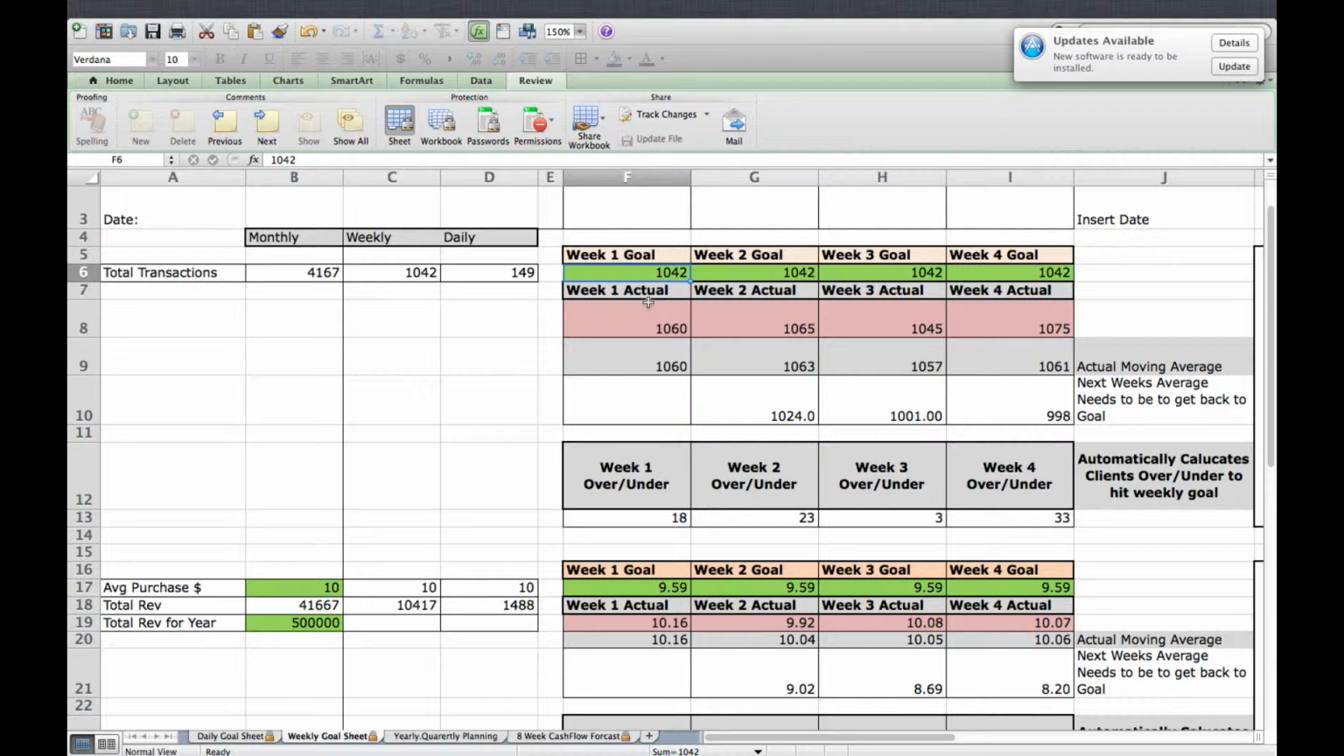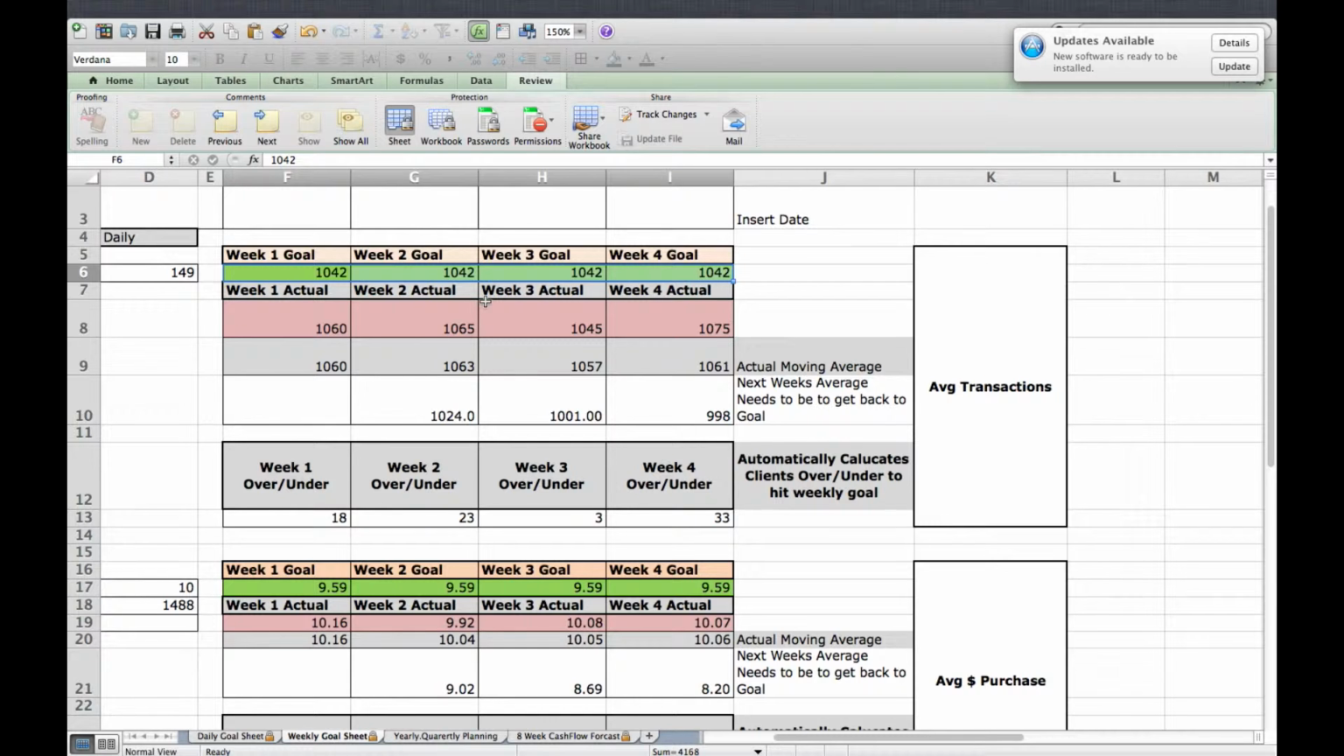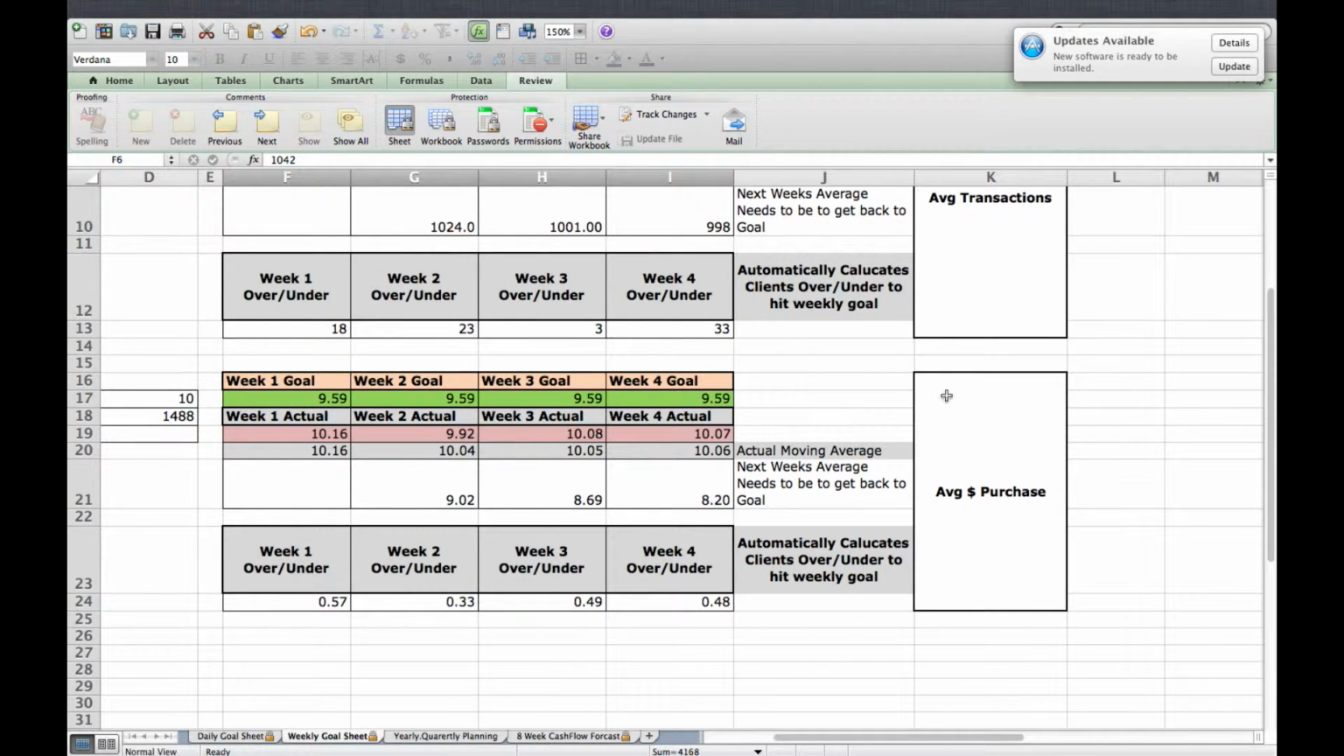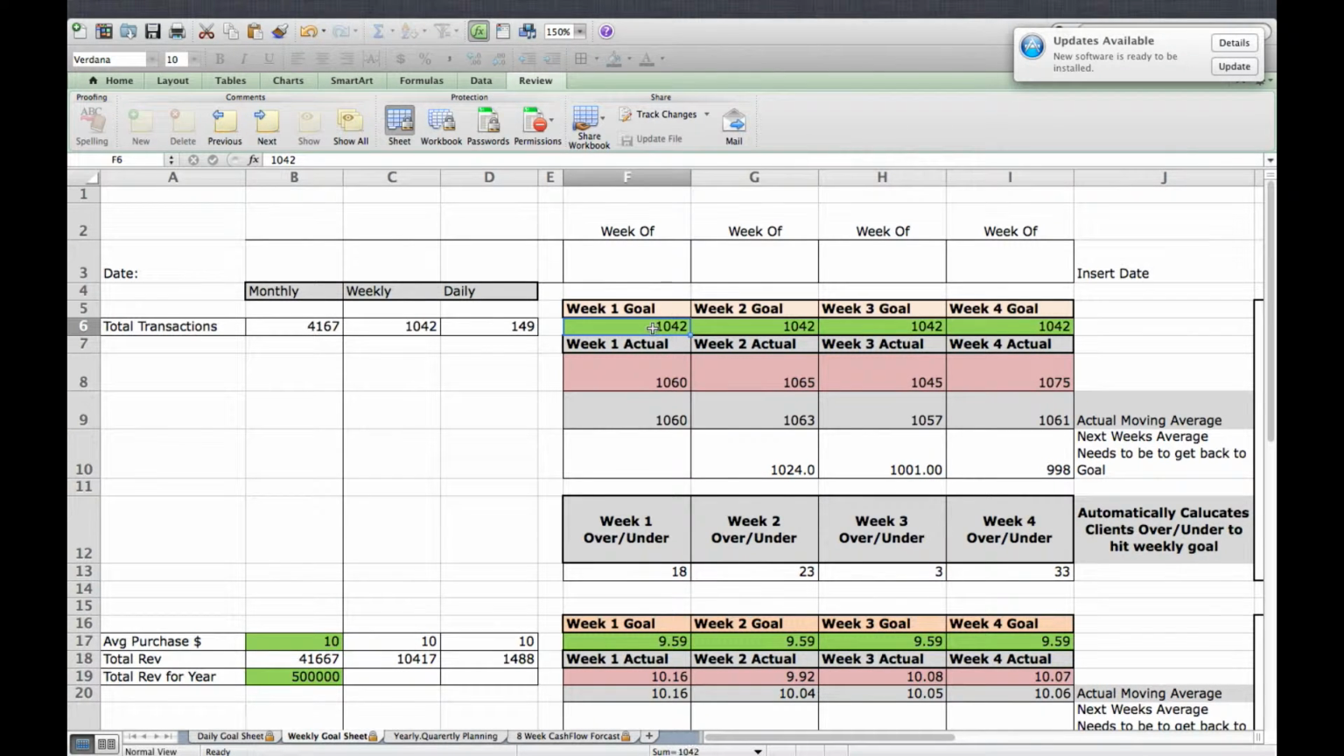So again, notice now with what I have up here in these green cells, this is where we'd input what our goal is for the week. Now, our goal will probably be dictated by what automatically calculates over here for weekly transactions, because notice this whole area up here is average transactions, one of our critical drivers. This whole area down here is our average dollar purchase. So what we're going to do here is just input our goal for every week. So again, we can input this number. We have 1042 in right now. Probably it's going to be the same every week. You might want to adjust that if you think you can do better, but we're just going to do 1042 right now.